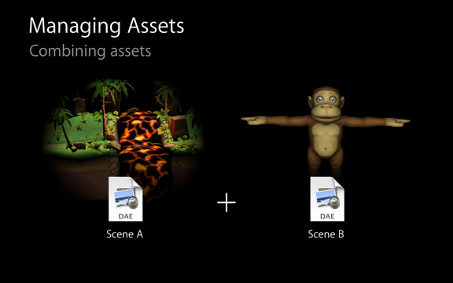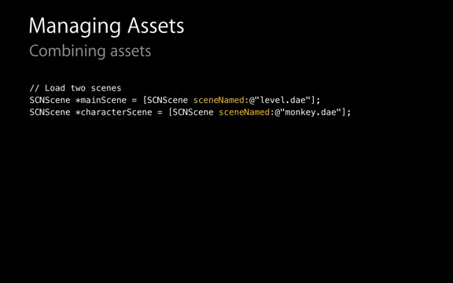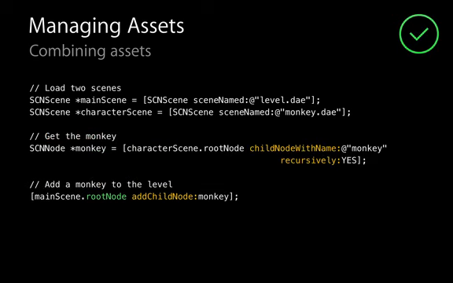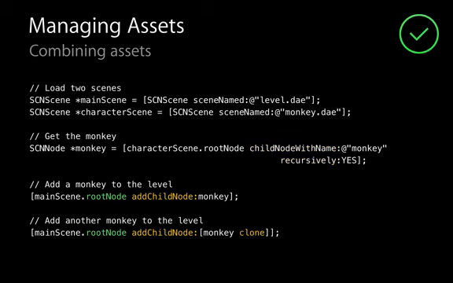And we want to use that monkey in our world. The first step is really easy. All you have to do is to load the two scenes. Where you have to be careful is that you cannot directly add the root node of one scene to another scene. This is because root nodes are not meant to be reparented. What you have to do instead is to retrieve the node you're interested in by using its name, and then add it to the original scene. And of course, you can add multiple copies of that node.